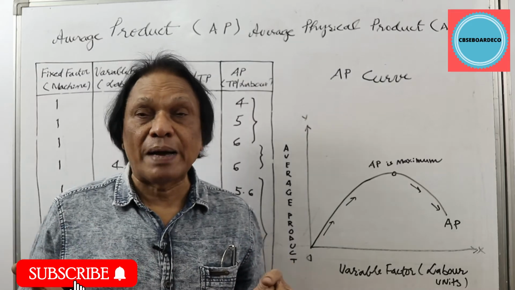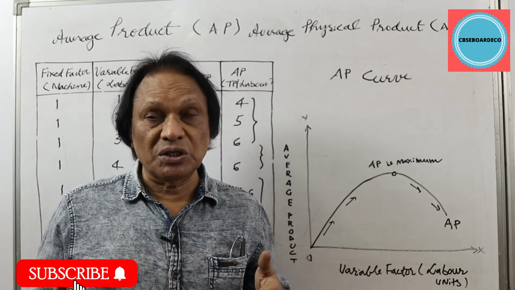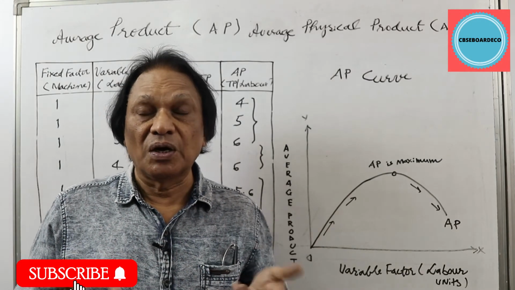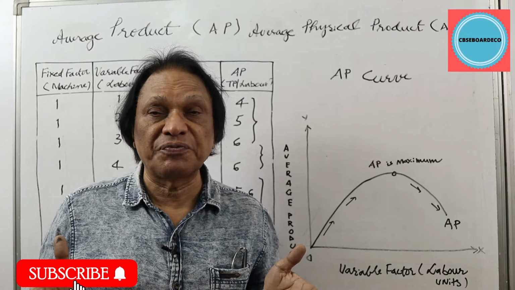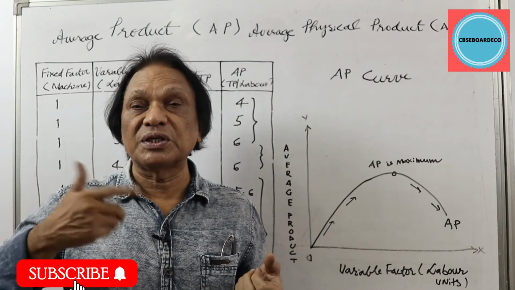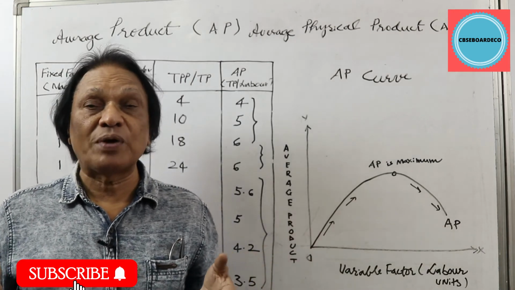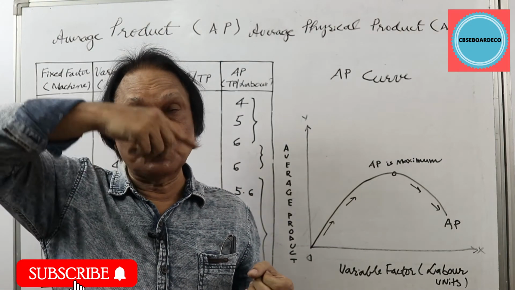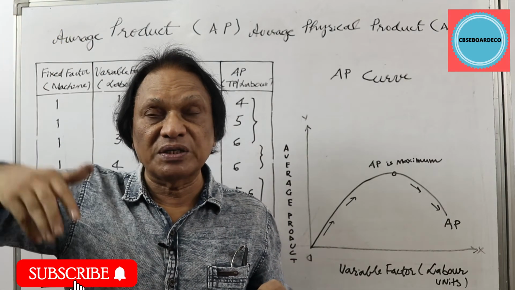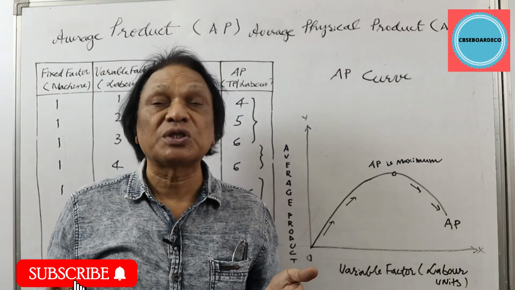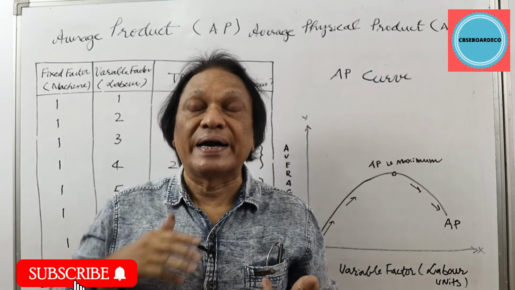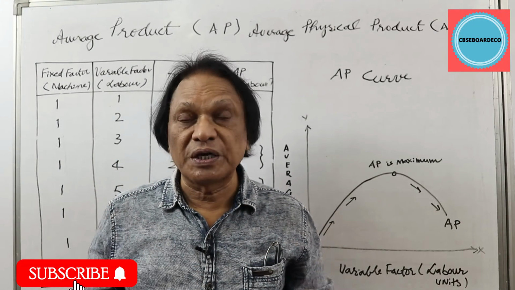Now let's see what happens in the short run as we go on increasing a variable factor, laborers, on the same fixed factor, because you cannot increase the fixed factor in the short period. What happens to average product? Average product first increases, reaches its maximum and is constant, then declines. It goes up, maybe 4, 6, 8, or 8 again, and then 6, 4, 2. So it keeps on declining.